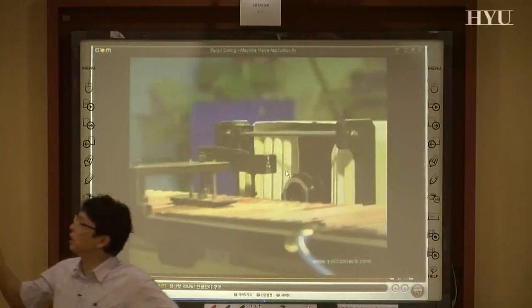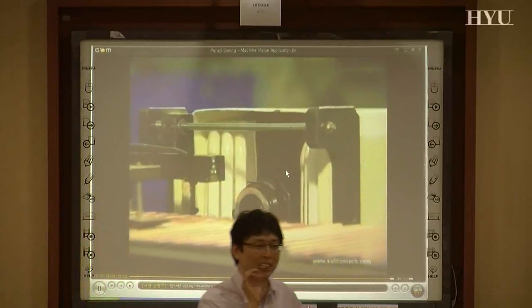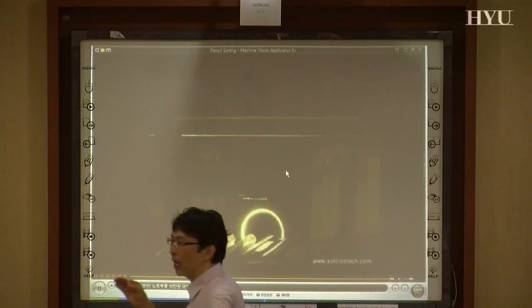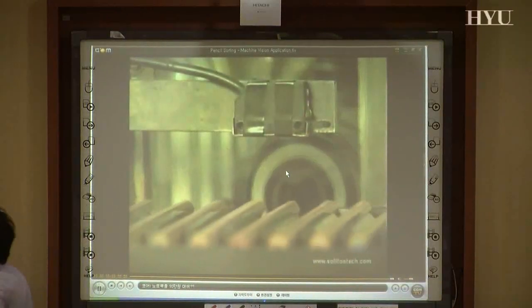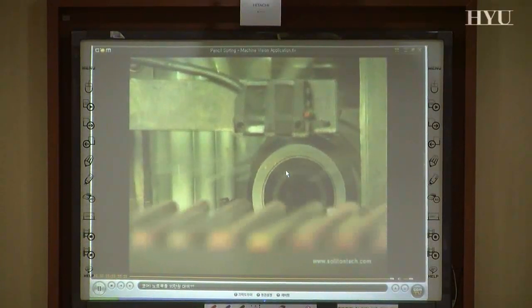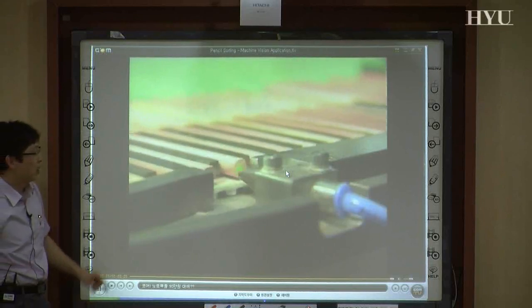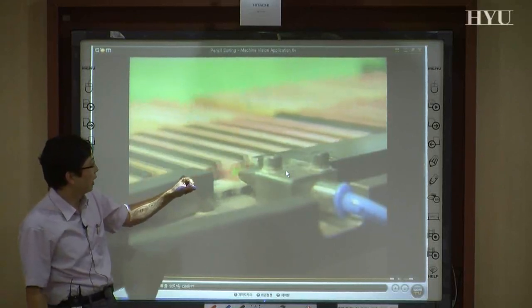So this machine can detect which one is a defective item, which one is not, which one goes into the colored pencil, and which one should go into the black pencil. Using a camera in here, they take pictures of each item. So if something is wrong, they can just push it away.